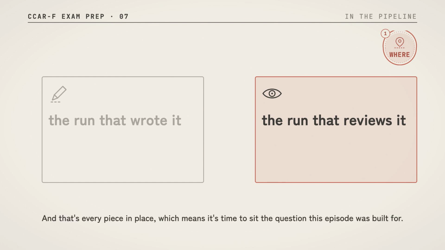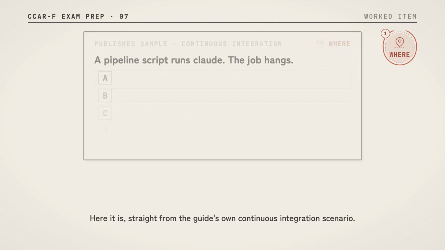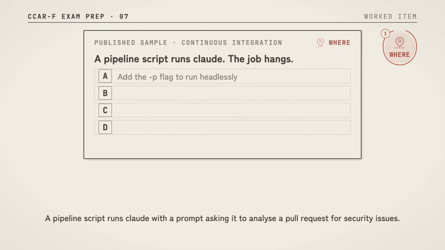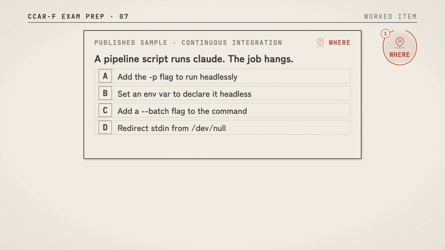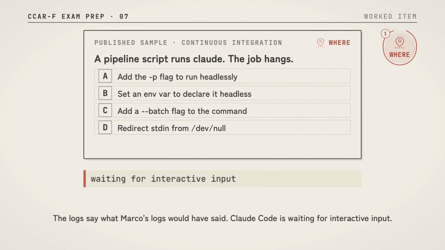And that's every piece in place, which means it's time to sit the question this episode was built for. Here it is, straight from the guide's own continuous integration scenario. A pipeline script runs Claude with a prompt, asking it to analyze a pull request for security issues. The job hangs indefinitely. The logs say what Marco's logs would have said. Claude Code is waiting for interactive input.